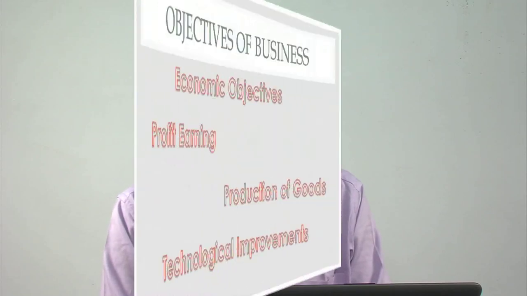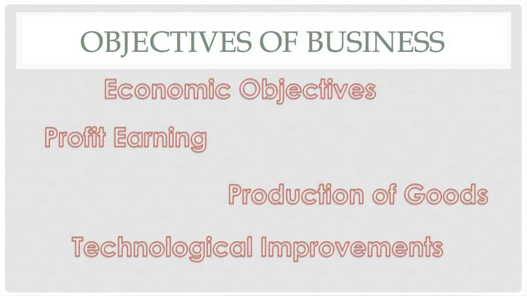Let us discuss the objectives of business. The objectives of business can be classified as economic objectives, human objectives, and social objectives. Let us first discuss the economic objectives. Economic objectives, the first point that we are going to discuss is profit earning. We have already discussed that profit earning is the primary motive of every business. So this is the economic objective.